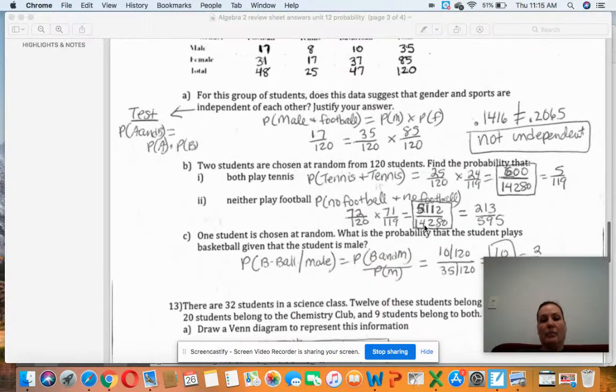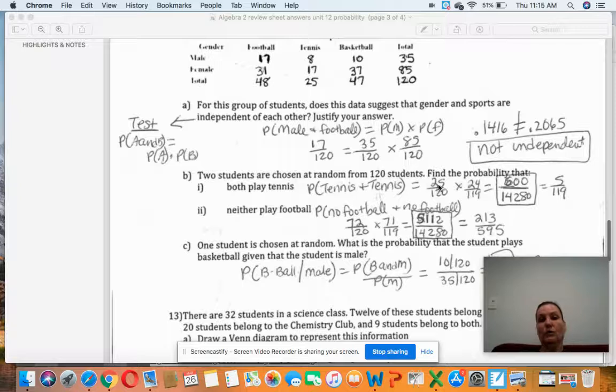All right. Part B, 2 students are chosen at random from the 120 students. Find the probability that both play tennis, meaning the first person plays tennis and the second one plays tennis. Notice I'm saying and. There are 25 people total that play tennis, so 25 out of 120. Now the probability the second person plays tennis, there's only 24 left because you already picked somebody. One person was already picked, so there's 24 tennis players left, and there's only 119 people left. So if I multiply the numerators, multiply the denominators, you don't have to reduce that, but I did reduce it in case you guys did reduce that right in your calculator.